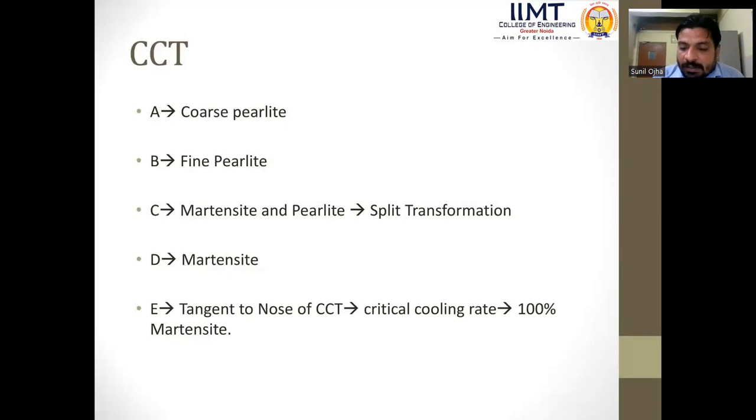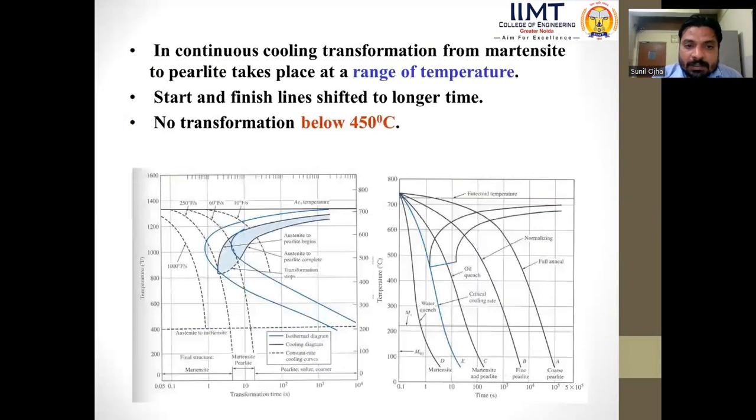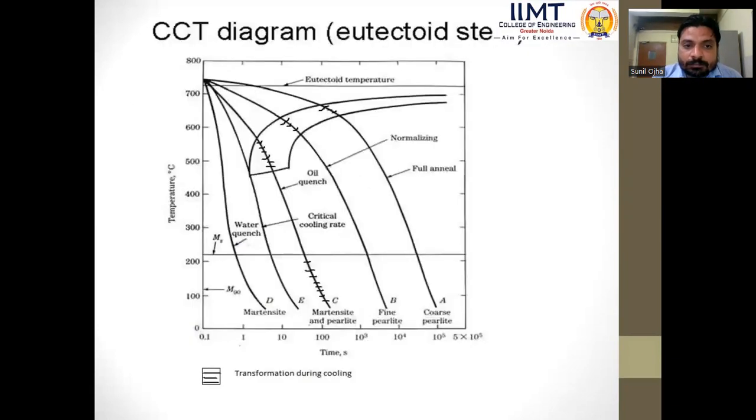So these are the points. A stands for coarse pearlite, B stands for fine pearlite, C stands for martensite and pearlite split transformation, D stands for martensite, and E stands for the point tangent to the nose of the CCT diagram, or the critical cooling rate, 100% martensite. Here you can see it in the diagram.